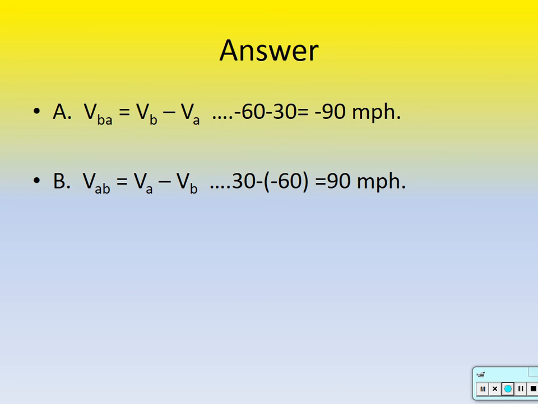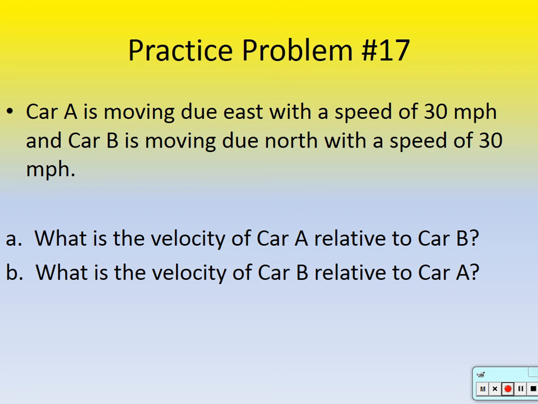Okay, good job. And so we did get the answers right. Okay, last practice problem. It's number 17. It says car A is moving due east with a speed of 30 miles per hour, and car B is moving due north at the speed of 30 miles per hour. Let's draw a picture. Okay?